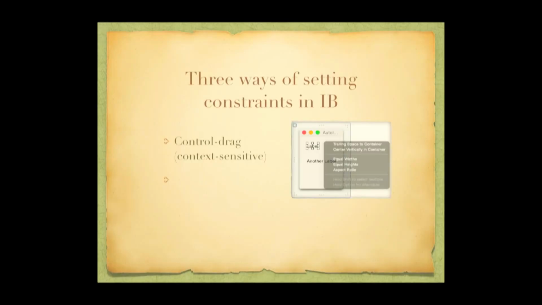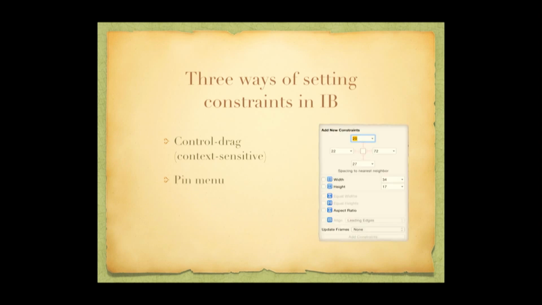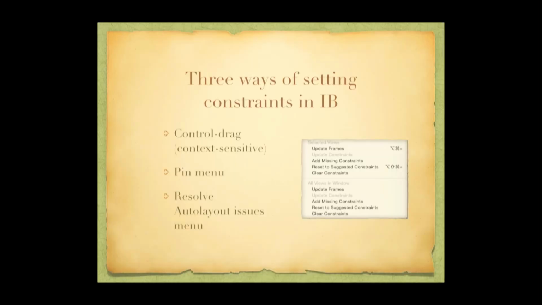It's fairly straightforward. And again, you have several ways of setting it in Interface Builder. You can drag from an object to either the super view or sibling view. You get a little menu that says, use this one. You've got the pin menu, which just allows you to put in values and then just say, add so many constraints. And you've got the Resolve Auto Layout Issues menu, where you can adjust the frame of things, adjust the constraints to where you've dragged things. You can let it do stuff automatically.